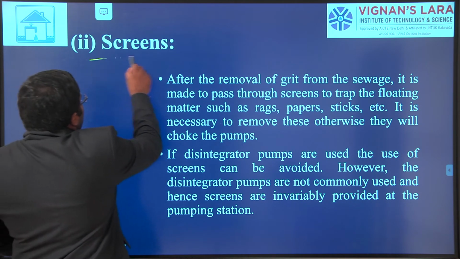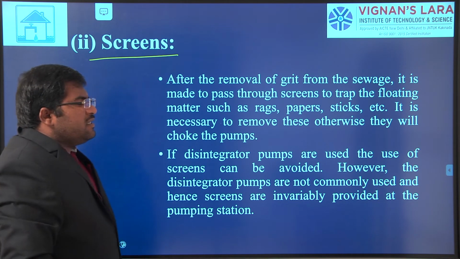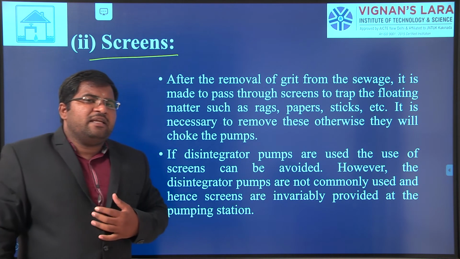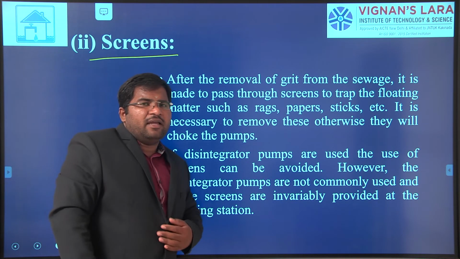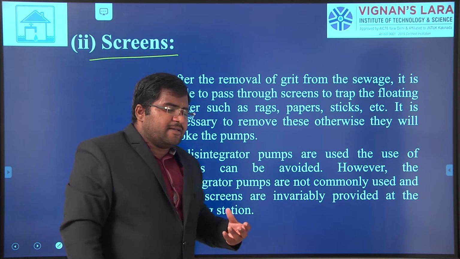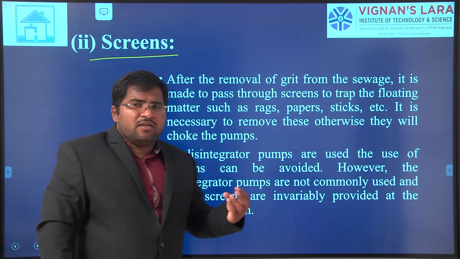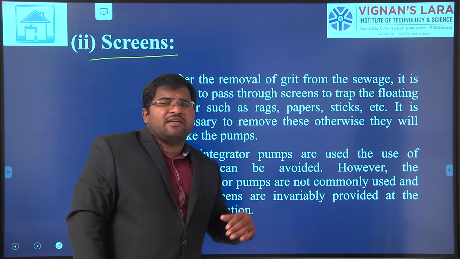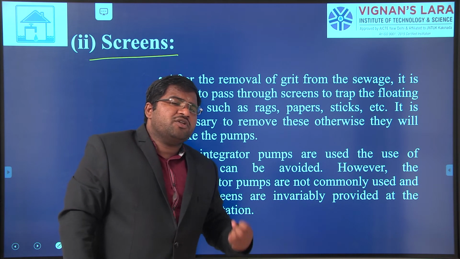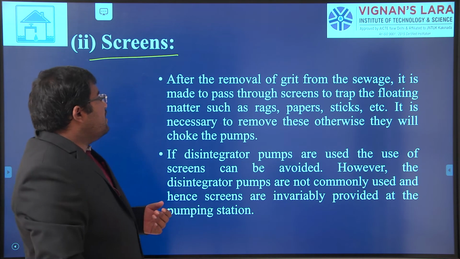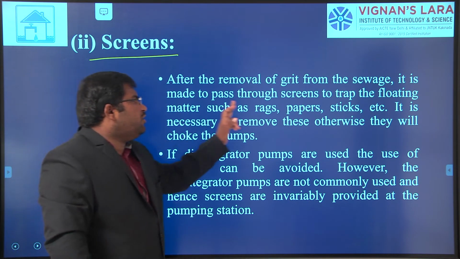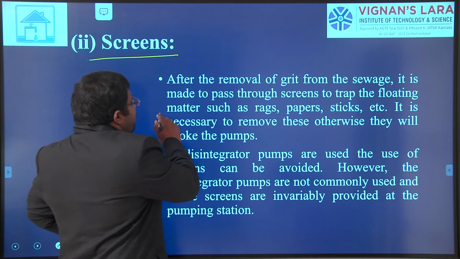The second part is screens. In the first case, we remove the particles that settle under gravity, like sand and gravel. Now we are going to remove the floating matter also, like paper and plastic, whatever is floating on the surface or comes along at other depths. That is done by screens. So after the removal of grit from the sewage, it is made to pass through screens to trap the floating matter.